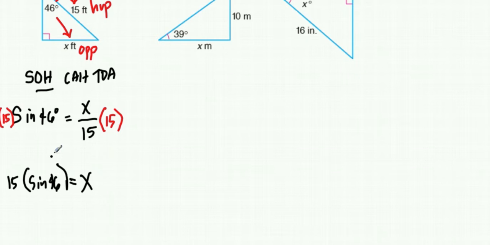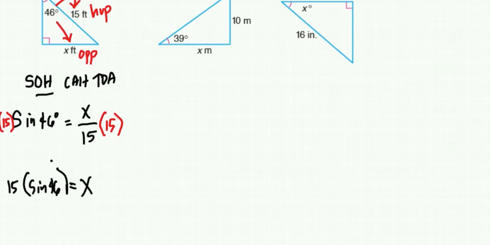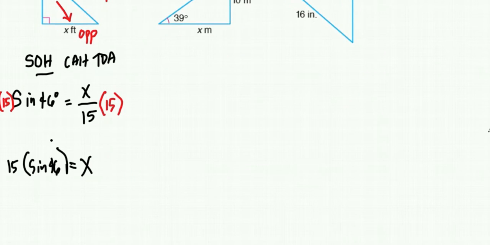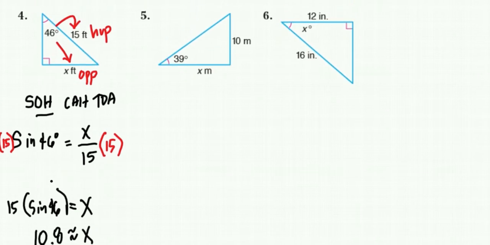is equal to 10.79. Okay, let's see, round it to what place value? It says round to the nearest tenth. So 10.79 rounded to the nearest tenth is 10.8. So the value of x is approximately 10.8 feet. That is for example number 4. Okay, let's take a look at example number 5 and see how this works.